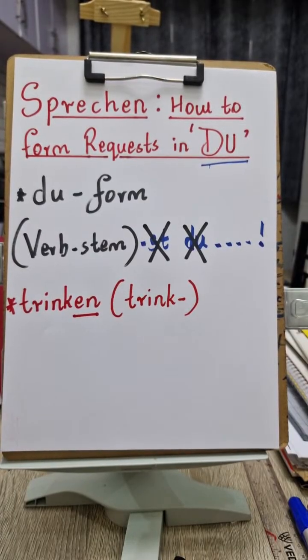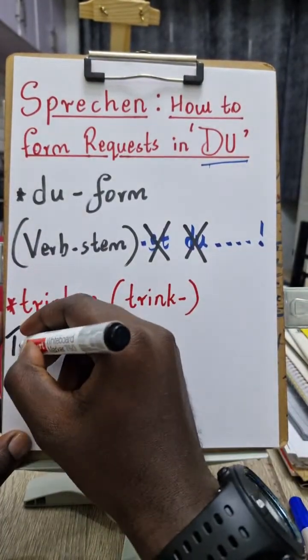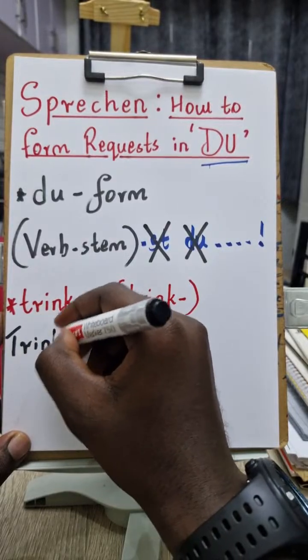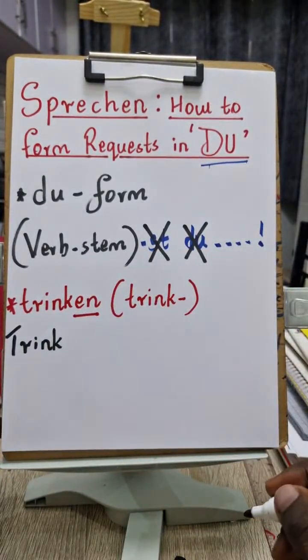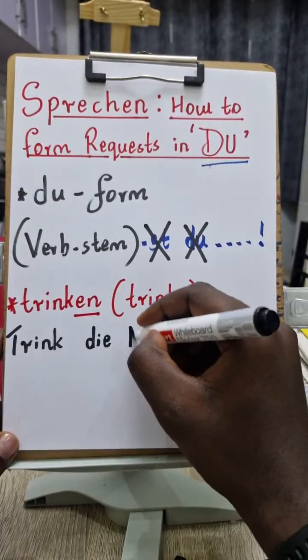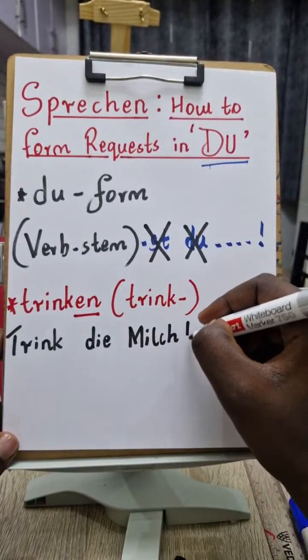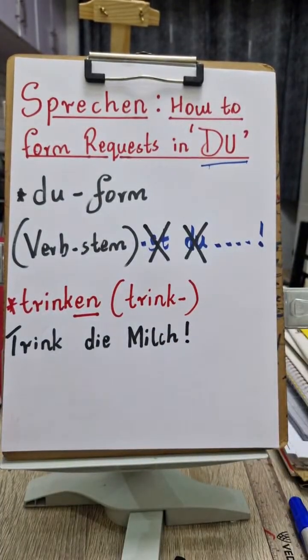So if I'm to request somebody to do something in the du form, maybe I'll tell them, drink the milk. You would now proceed to say, trink, okay, trink die Milch. Trink die Milch. Now, remember that a request has to always be marked with an exclamation mark coming at the end. So, trink die Milch! You can now see we've removed the ending en and have remained with the verb stem.